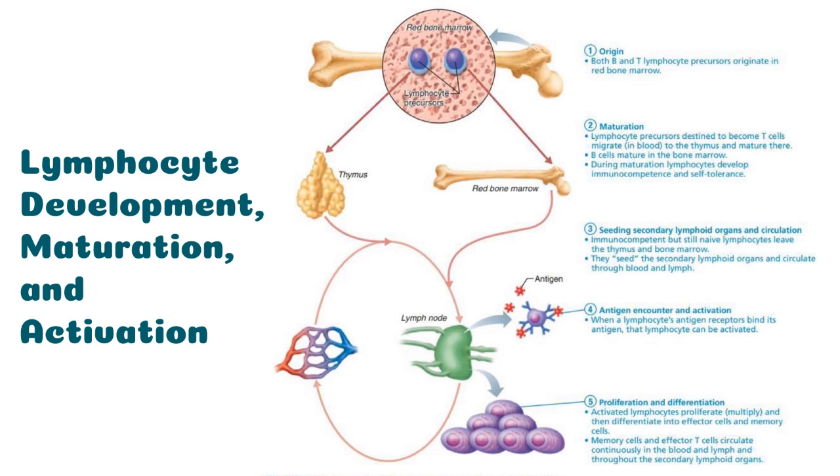When it's selected, it binds to it. Following this binding, proliferation and differentiation of the lymphocyte occur. So the lymphocyte that the antigen binds to is mainly called the ancestor cell or the clone. This cell proliferates and differentiates into two main types of cells, either the effector cells or the memory cells.